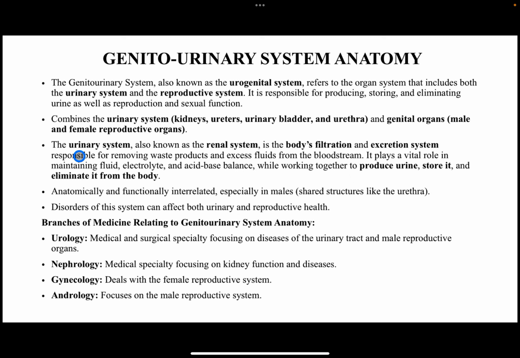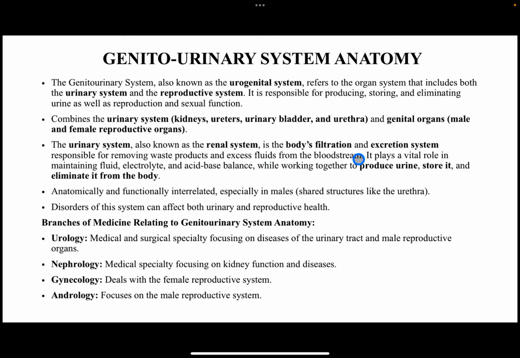Okay, now the urinary system. Let's focus on the urinary system, because in this lecture we are going to concentrate on it. Another time we will look at the reproductive system. The urinary system is also known as the renal system. In fact, this system is the body's filtration system and also the body's excretory system. It plays a role in filtering the blood, and it also plays a role in excreting waste products from the body. So when we say urinary system anatomy, we are just talking about renal system anatomy.